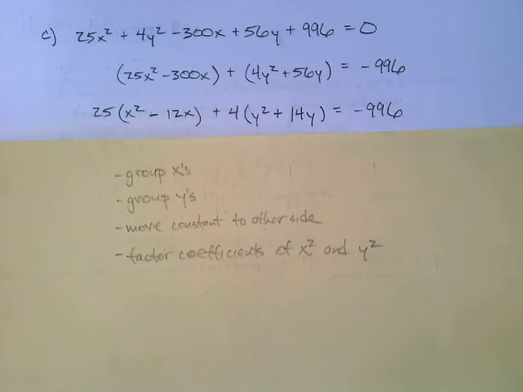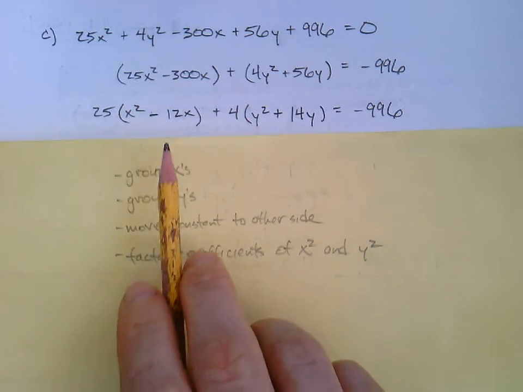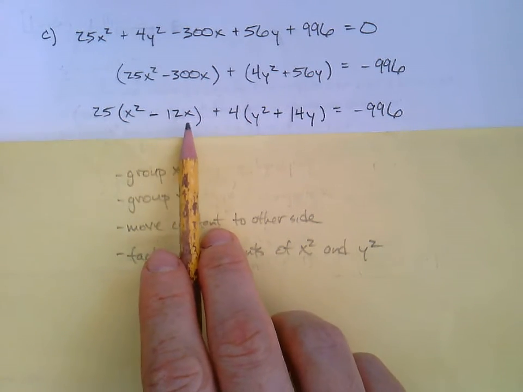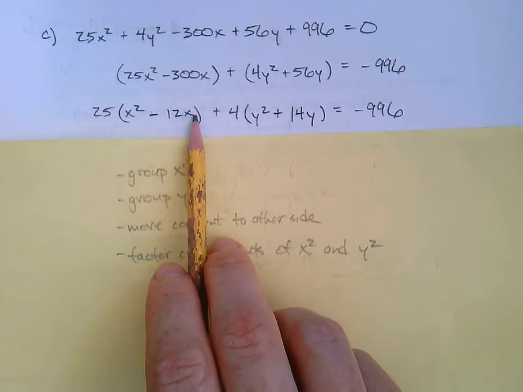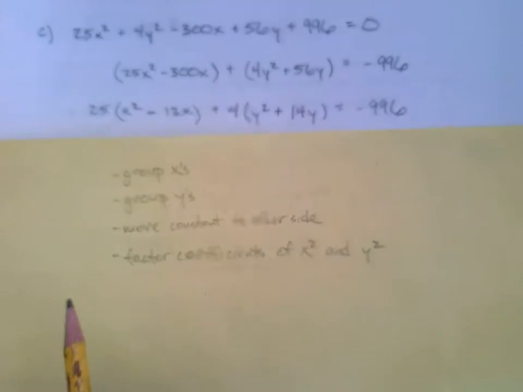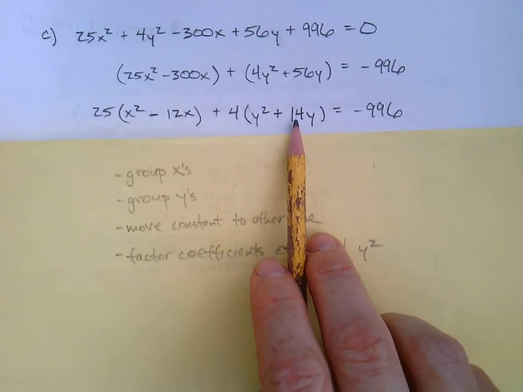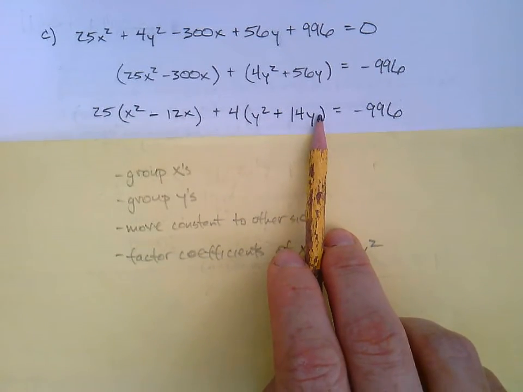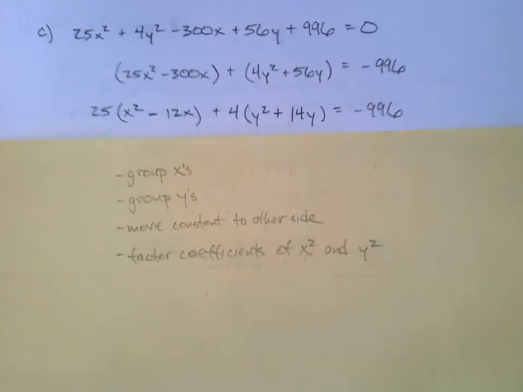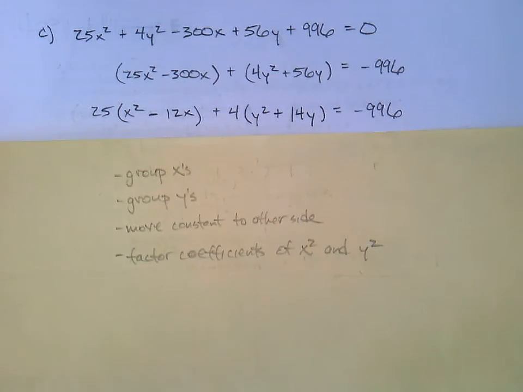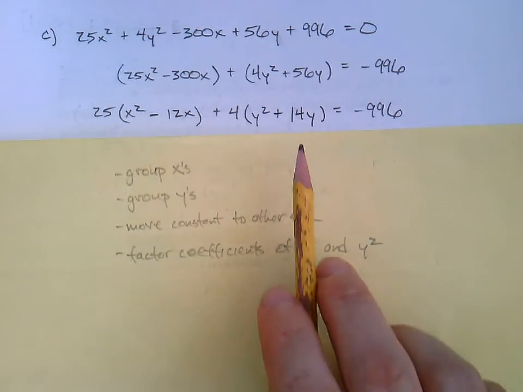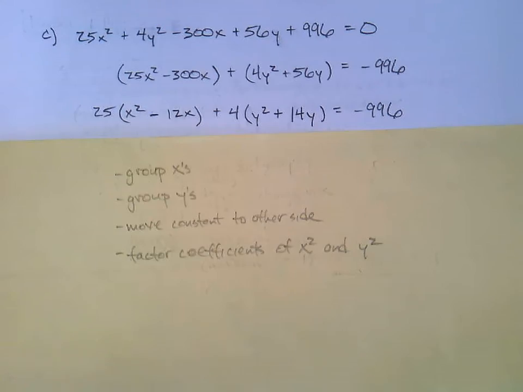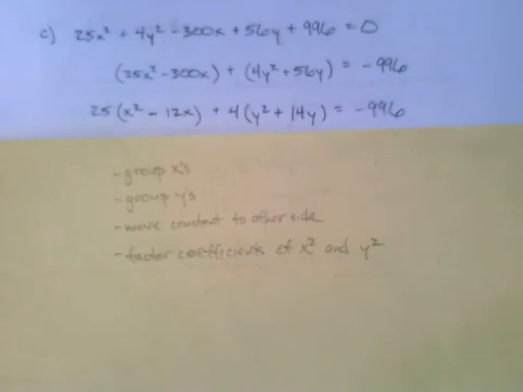Okay, now we're ready. Once those coefficients are factored out, now we can complete the square. So we're going to think, okay, for these x's, I see a 12. So what should we add on inside? And for the y's, I see a 14. So what should we add on inside? Well, the 12, remember to always divide by 2 and then square. So we should add 36. And for the 14, divided by 2 is 7. So we should add on 49.